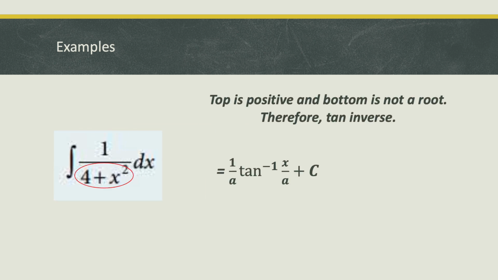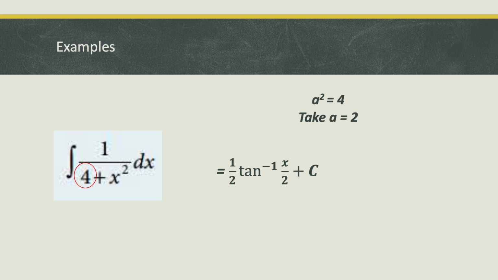So this is our next example. We see here the bottom is not a root and the top is positive, so we can recognize that this is a tan inverse. Remember, for tan inverse, we also have to put 1 over a at the front. Here we recognize that a squared equals 4 in this example. We square root that to get a equals 2. Now we replace all the a's in this form with 2, so it becomes half times tan inverse x over 2 plus c.